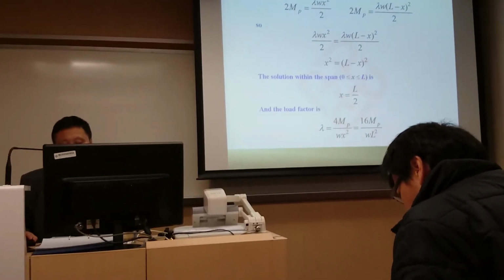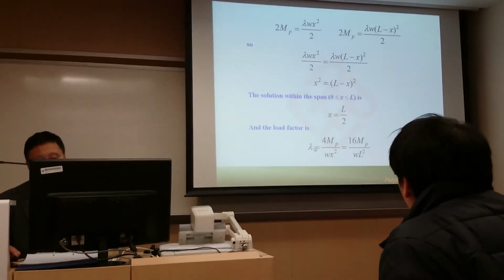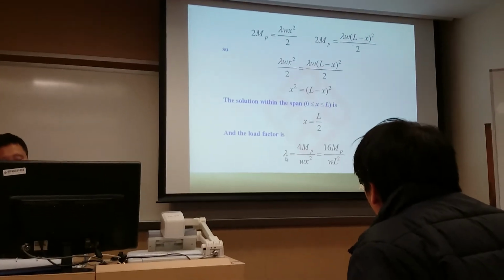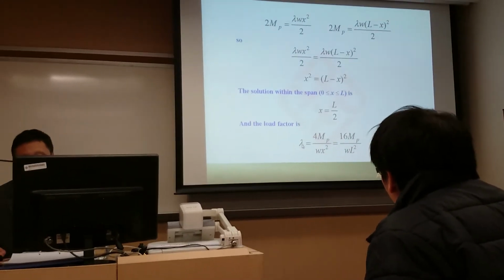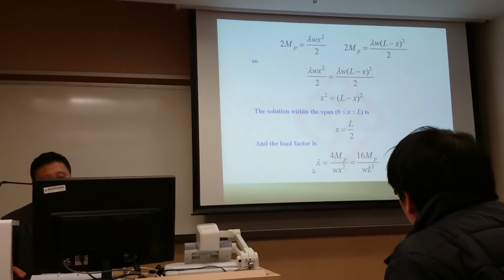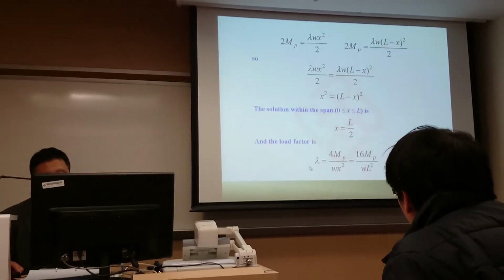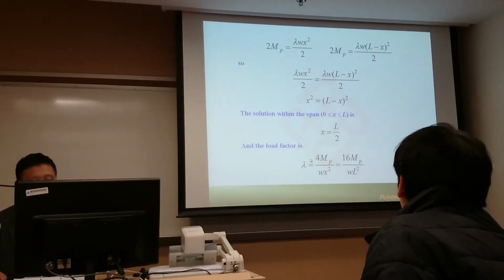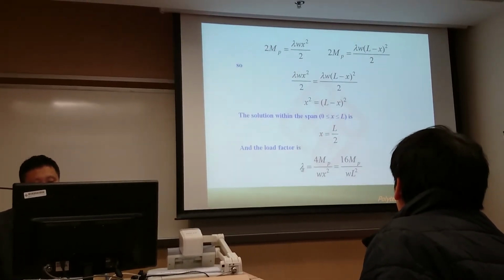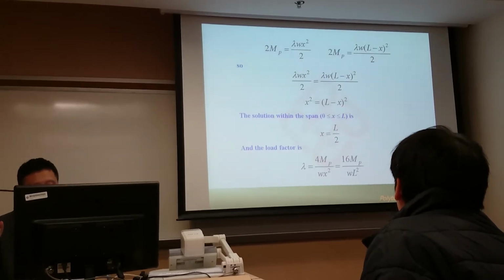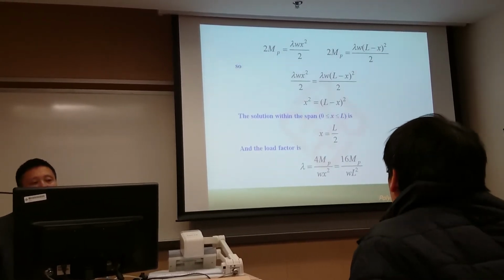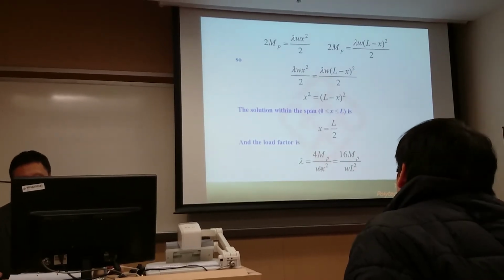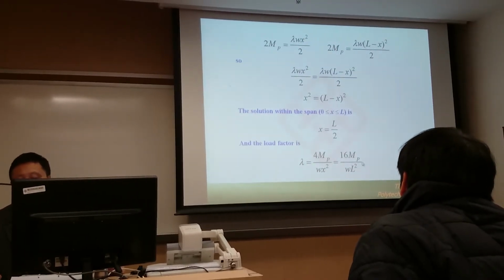So if we do the classical analysis, you just need to obtain the load factor, the collapse loading. But when you do the design, usually we provide you a required collapse force or required load factor. For example, I hope you do the design to achieve the load factor equal to 1.5 or 1.6. So this value is given. And then from this equation, you can obtain the required MP value.